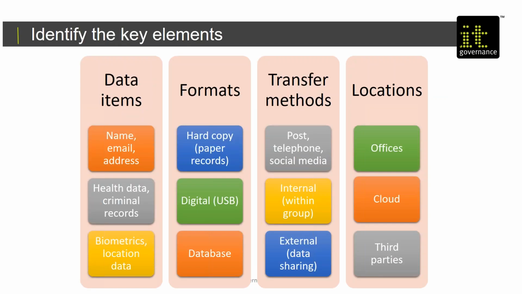The key elements in a data flow start with the data items. So you will need to identify the personal data that you process, such as name, address, email, any special categories of data, such as medical, biometric, and any criminal data, data relating to convictions or offences. You need to consider what format have you collected the data in. Is it in paper, soft copy, stored in a database, in a backup, on a USB stick?